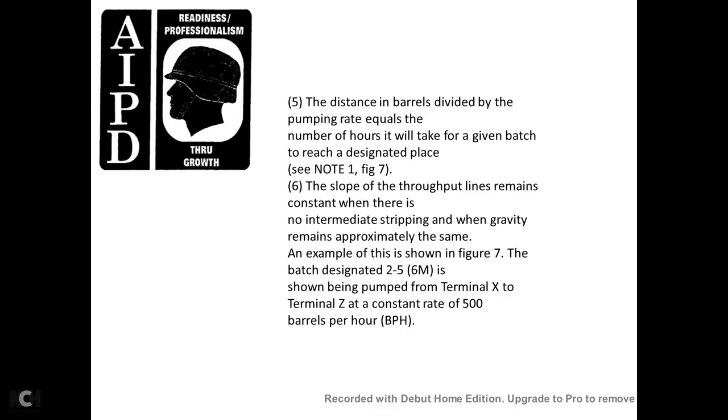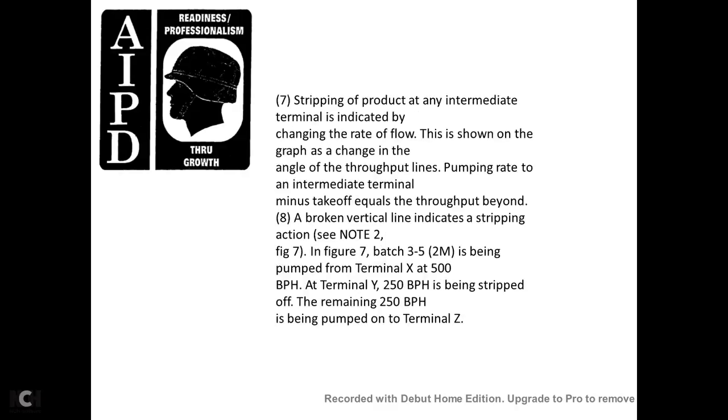The slope throughout the pump line, the throughput line, remains constant whenever there is no intermediate stripping and the gravity remains approximately the same. Examples are shown in figure 7. The batch designated 2.5 to 6,000 is shown being pumped from terminal X to terminal Z at a constant rate of 500 barrels per hour.